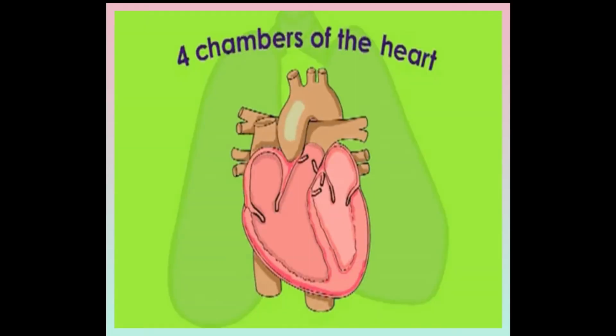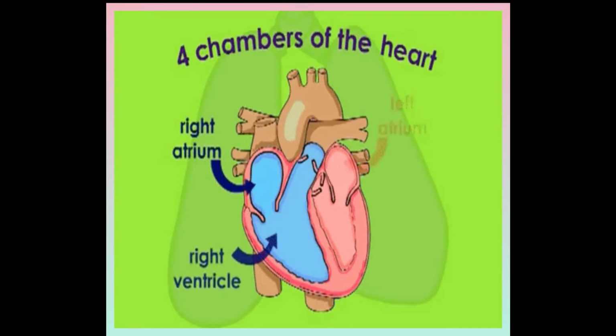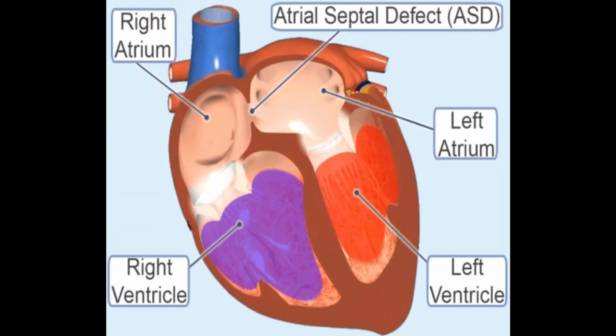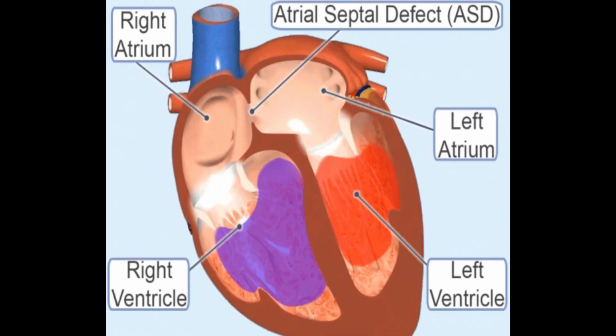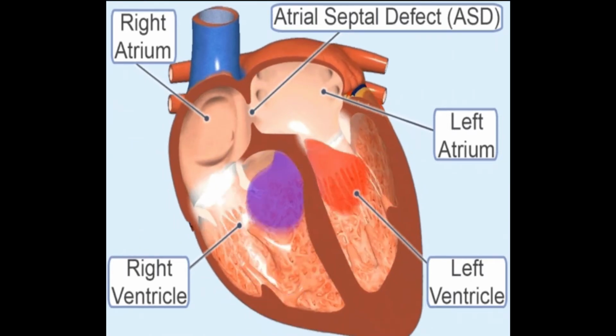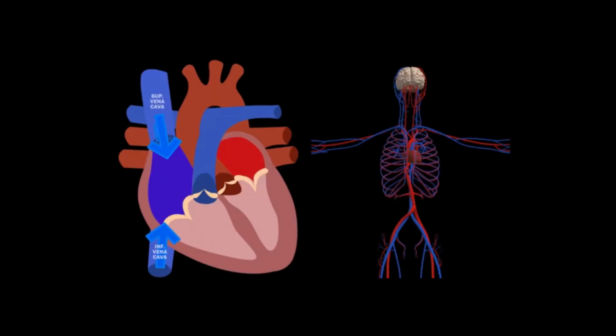The four chambers of the heart are the right atrium, the right ventricle, the left atrium, and the left ventricle. These four chambers are attached to major veins or arteries that either bring blood into or carry blood away from the heart. The atria are the receiving stations of the heart. The right atrium receives its supply of oxygen-poor blood from the two largest veins in the body, the superior and the inferior vena cava.